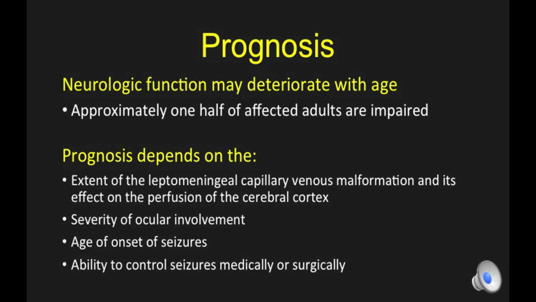Neurologic function may deteriorate with age, and approximately 1/2 of affected adults are impaired. Prognosis for Sturge-Weber syndrome depends on the extent of the leptomeningeal capillary venous malformation and its effect on the perfusion of the cerebral cortex. It also depends on the severity of ocular involvement, the age of onset of seizures, and the ability to control seizures medically or surgically.